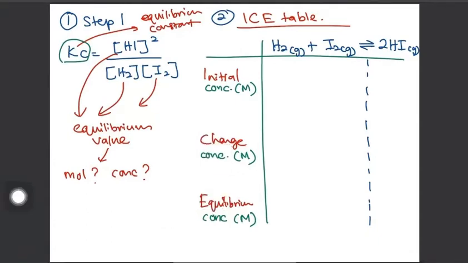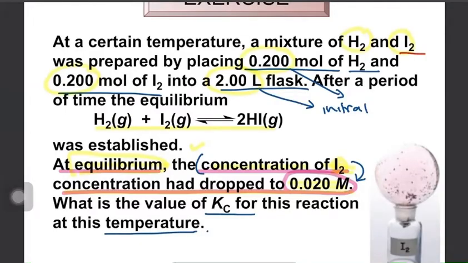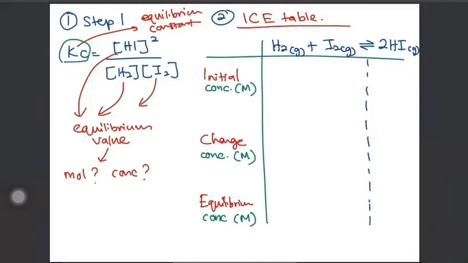Okay, so now let's go back to our question. The question here has given you the mole and the volume. When you have mole and volume, that means you can calculate concentration. So the concentration of hydrogen gas would be 0.2 divided by 2. 0.2 mole divided by 2 liters, which would be 0.1. That's the initial concentration of hydrogen. Same for iodine, 0.1.